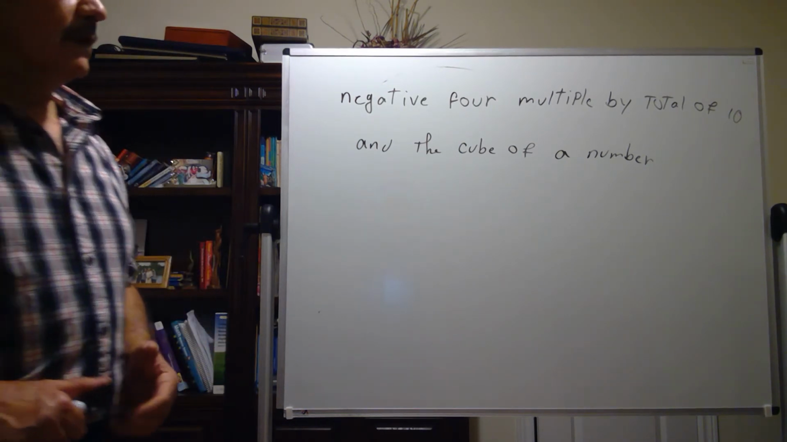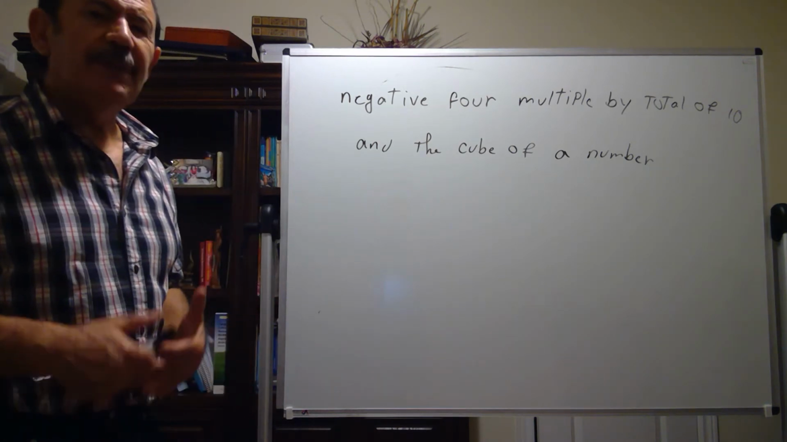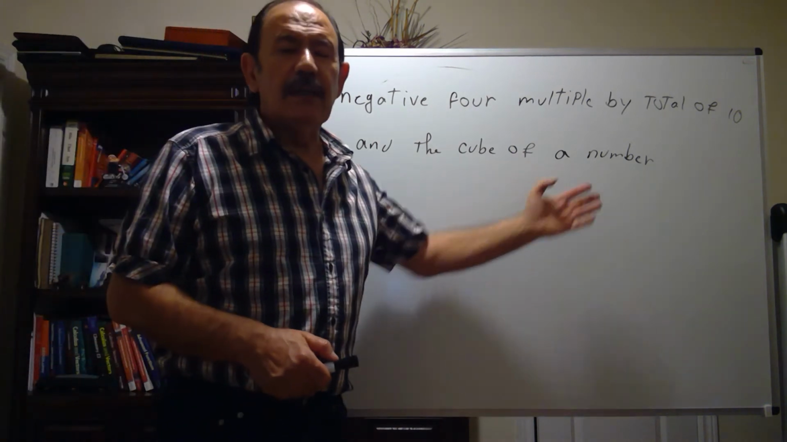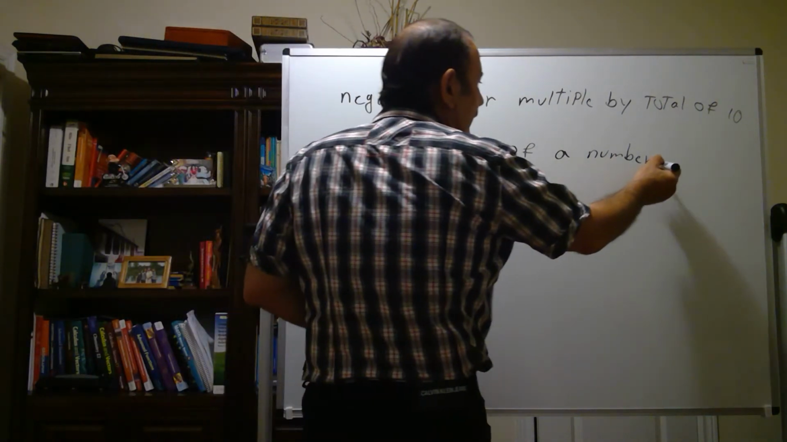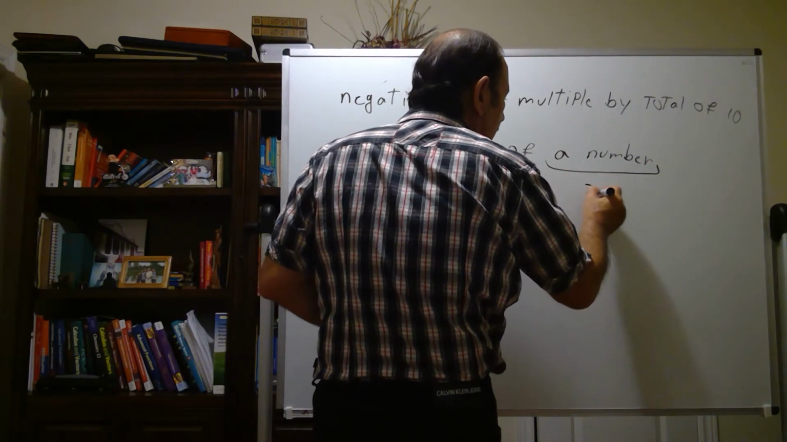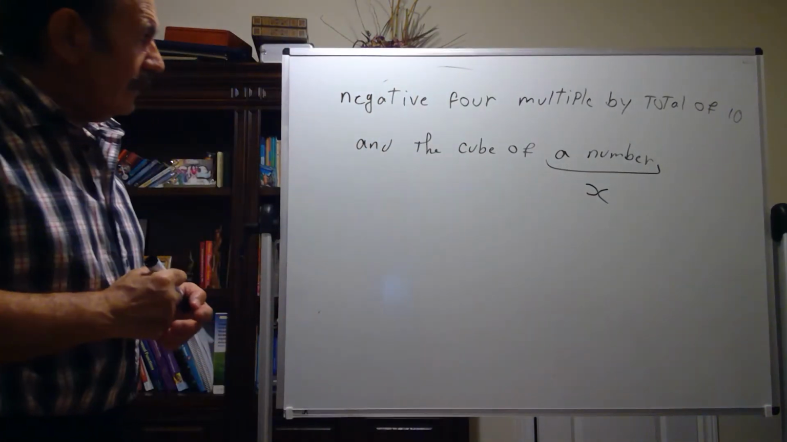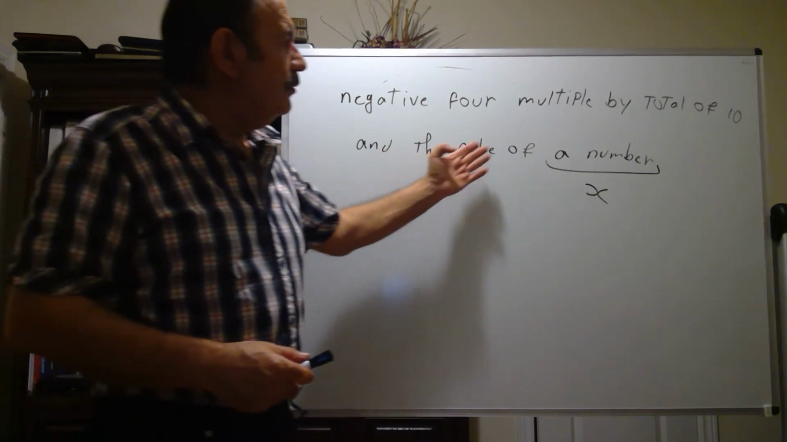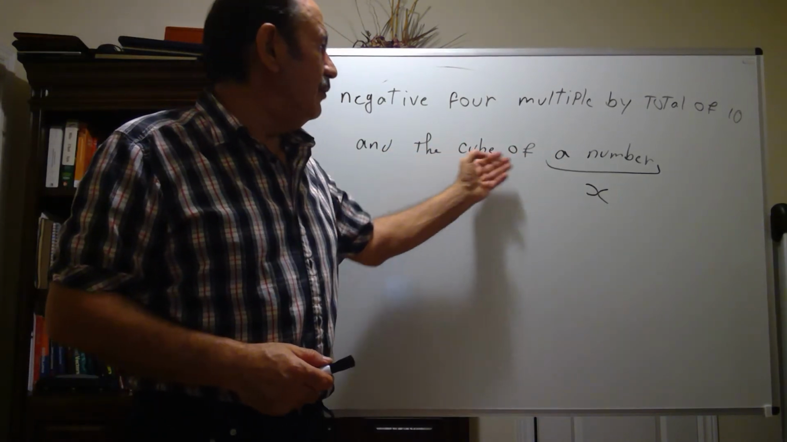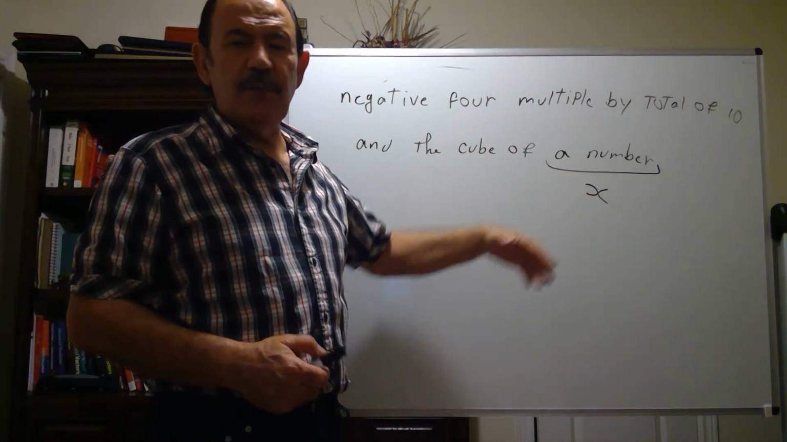Now look at this one. As I told you, give a name to the unknown. A number. So we don't know this number. What is this number? So give it a name, x or n or whatever. Okay, and look at this one. Let's start from the last part. Cube of x. Don't say cube of a number because we gave the name to make it easier.